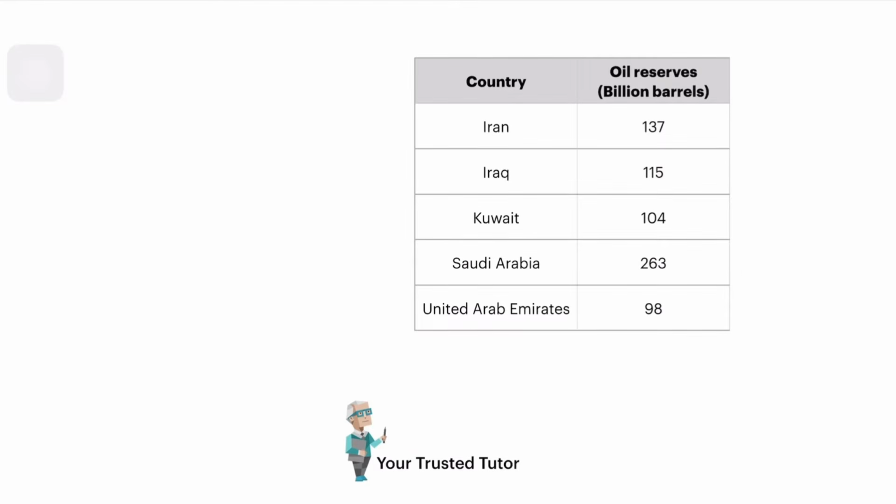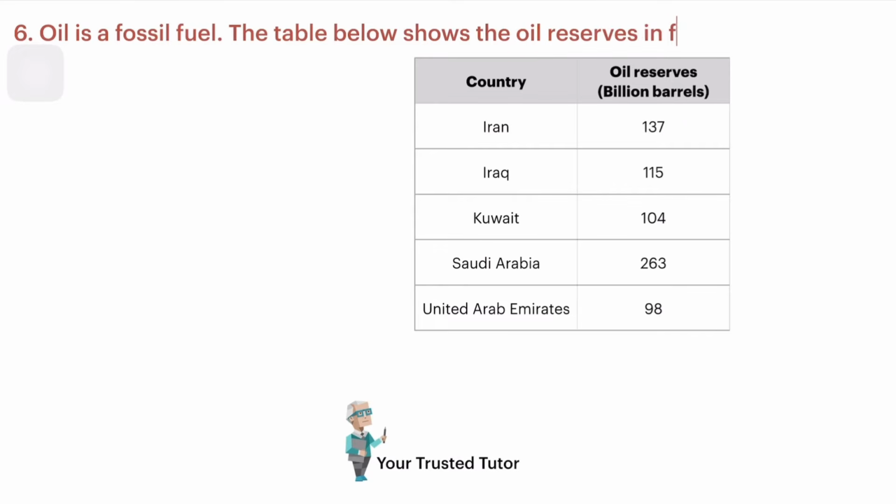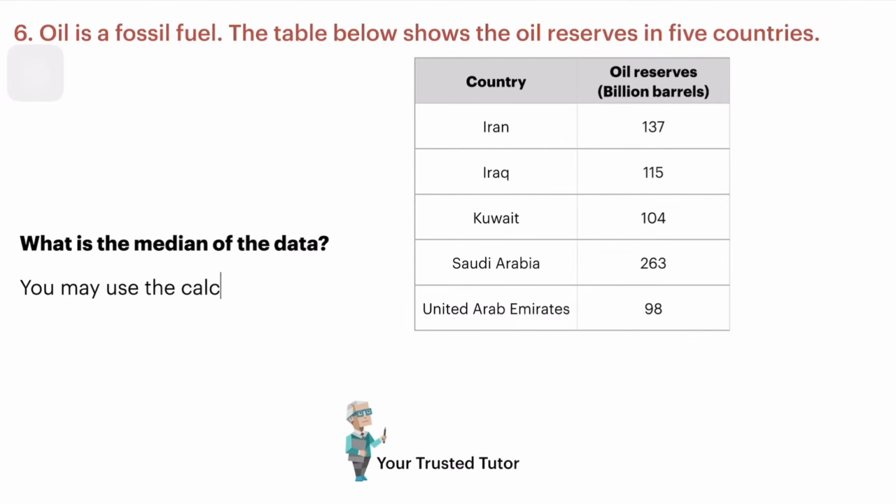Question 6. Oil is a fossil fuel. The table below shows the oil reserves in 5 countries. What is the median of the data? You may use the calculator. A. 115, B. 143.3, C. 165, D. 180.5.